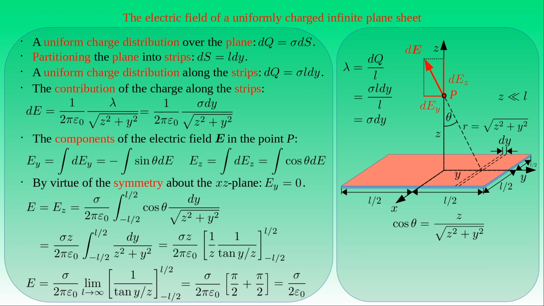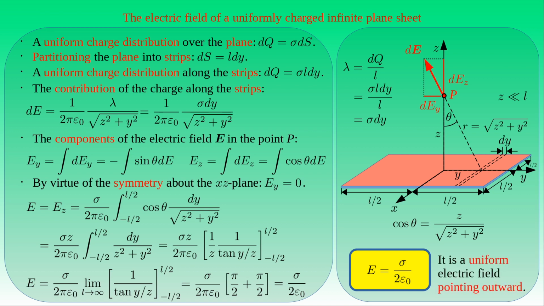Then we see that the magnitude E of the electric field is constant over and above the sheet, and it is equal to the surface charge density sigma of the infinite sheet divided by 2 times epsilon naught. The direction of the electric field created by the positively charged sheet is perpendicular to the plane of the sheet and points outward on both sides of the sheet. Then we can conclude that the electric field is homogeneous or uniform around a uniformly charged infinite sheet.